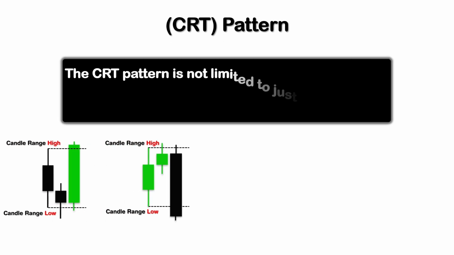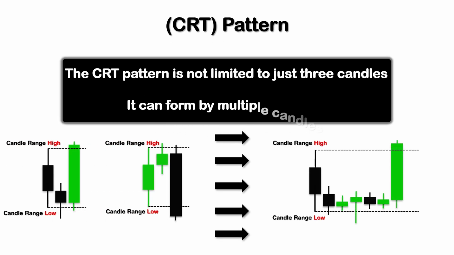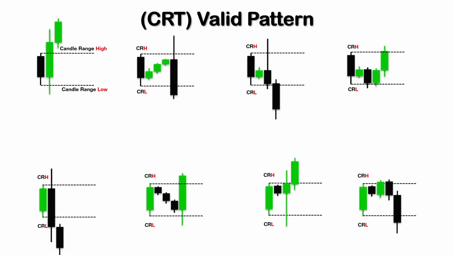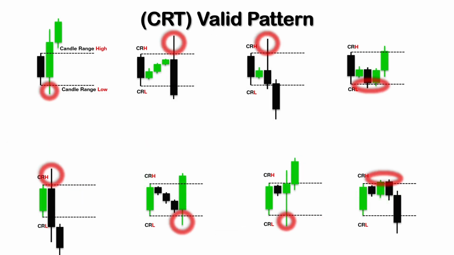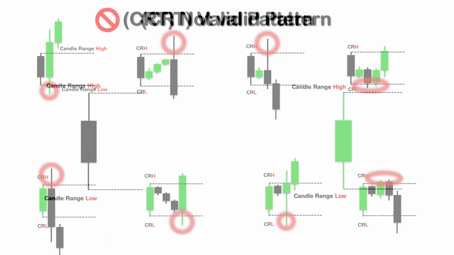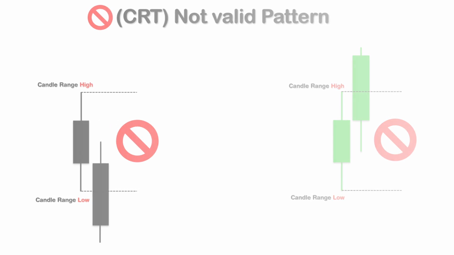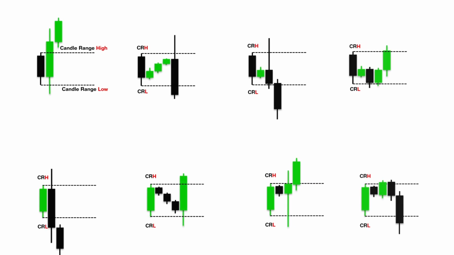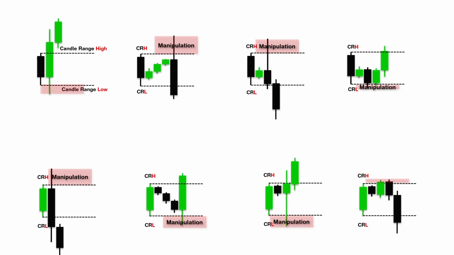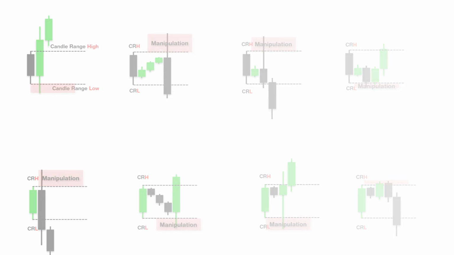It is important to know that the CRT pattern is not limited to just three candles, and it can form by multiple candles. To confirm a valid CRT pattern, we need to see a candle or series of candles surpass the range and then close inside the range. And if a surpassed candle closes beyond the range, this will not be a valid CRT pattern. While these concepts may sound simple in theory, executing them in practice is challenging, especially for beginners. Many struggle with recognizing these phases accurately, as we have experienced firsthand.